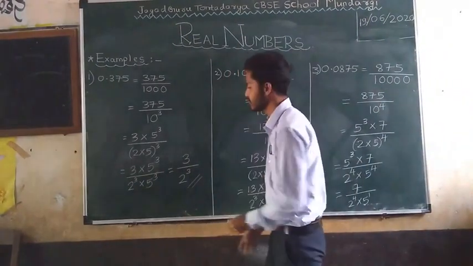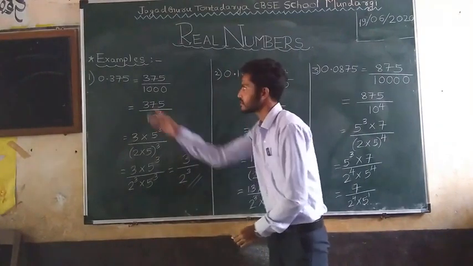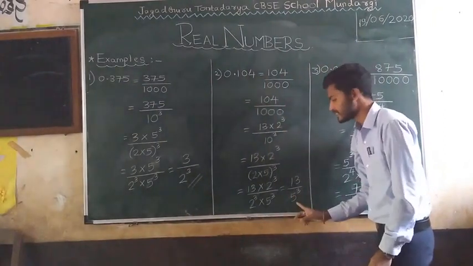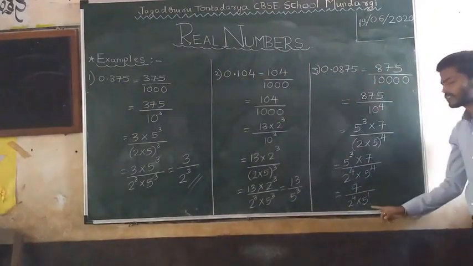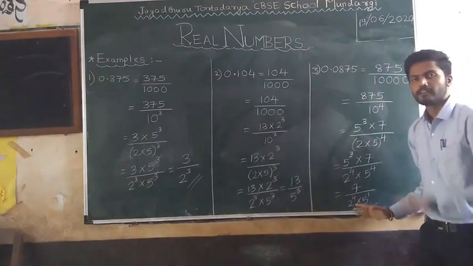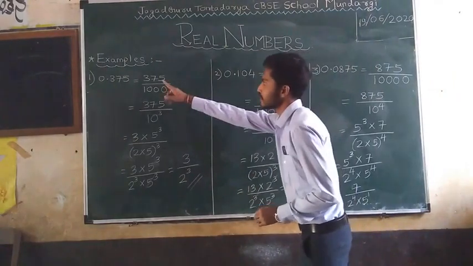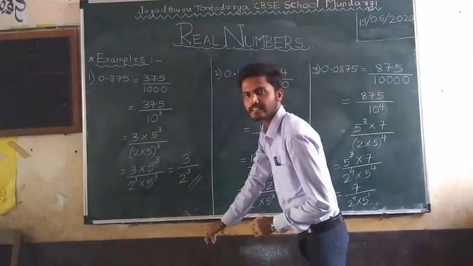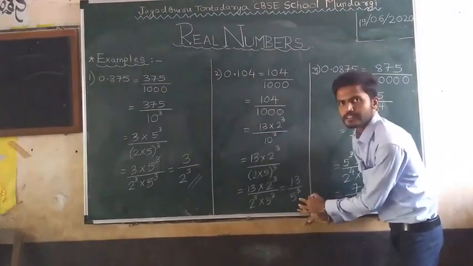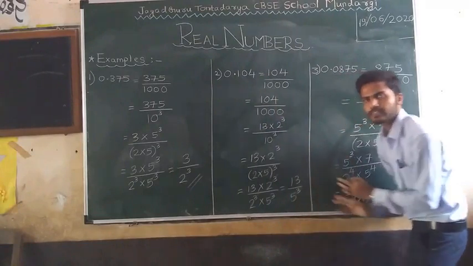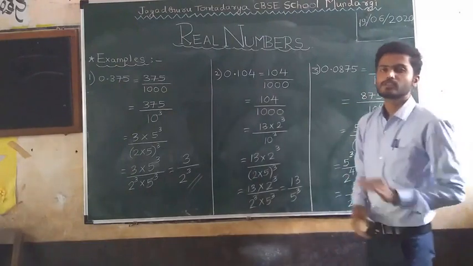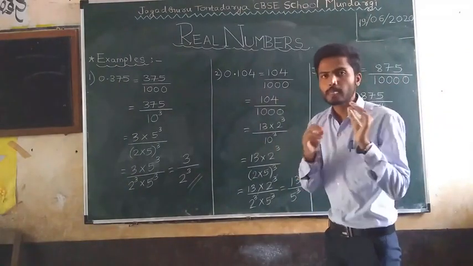Now we observe a pattern here. The denominator of the first example is 2 raised to 3, the second example is 5 raised to 3, and the third example contains both the terms, 2 as well as 5. So, observe the first example: the denominator is 2 raised to something. In the second example, the denominator is 5 raised to something. In the third example, we have 2 raised to something into 5 raised to something. So, here you have to concentrate.